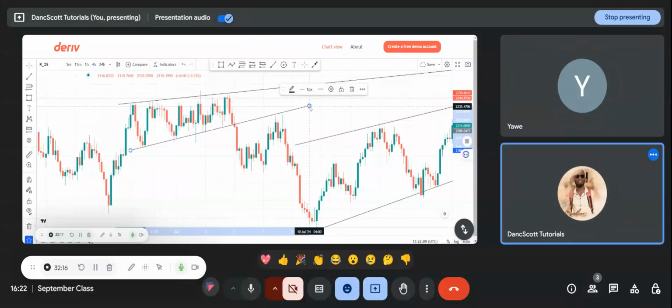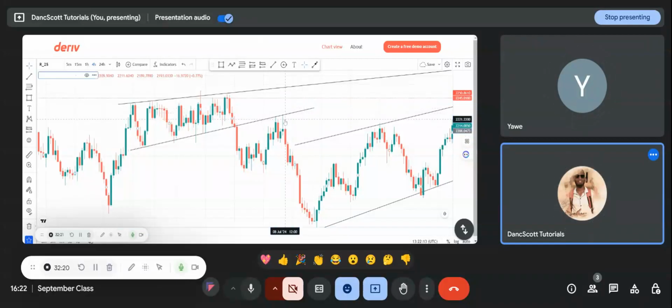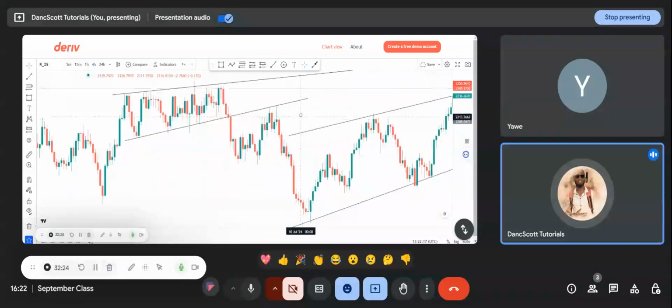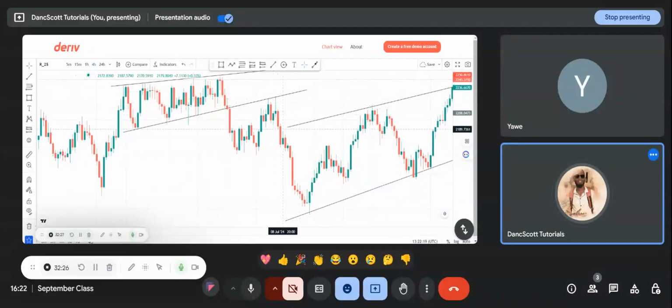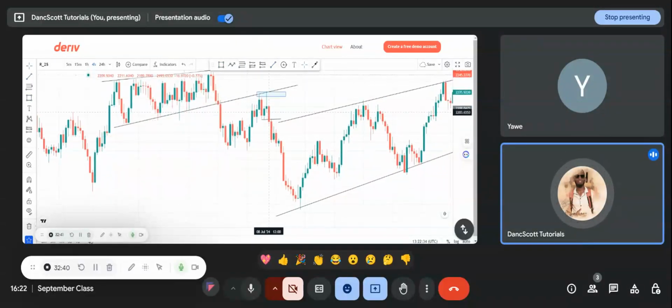When it came back to that level there, you would have gotten the entry, and it gave you a double top. Look at that. That's a double top, and you had your neckline here, and look at that: breakout, retest, entry.